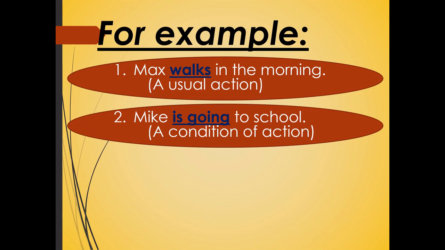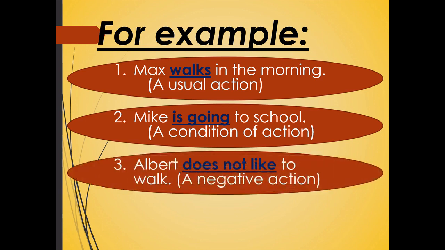Number 2, Mike is going to school. So Mike is here the subject. School is here an object. And the meaning of the object is a receiver who is receiving an action done by the subject. Is going is here the verb. Number 3, Albert does not like to walk. So here Albert is a subject, to walk is a phrase, and does not like is a verb here.